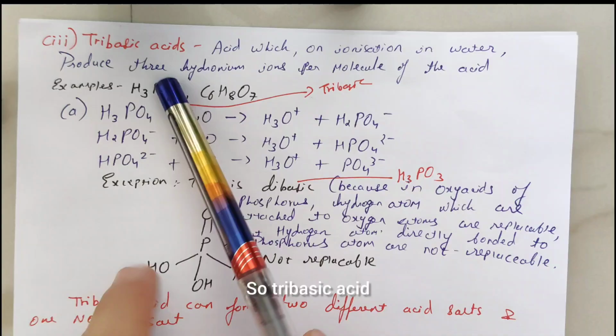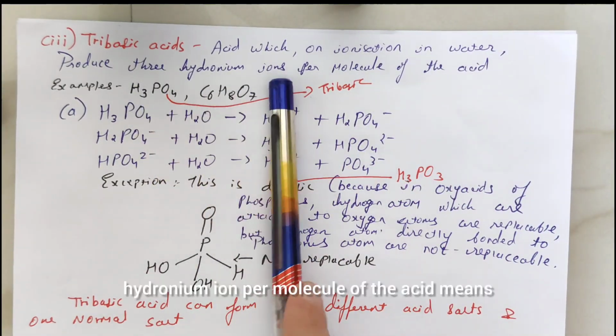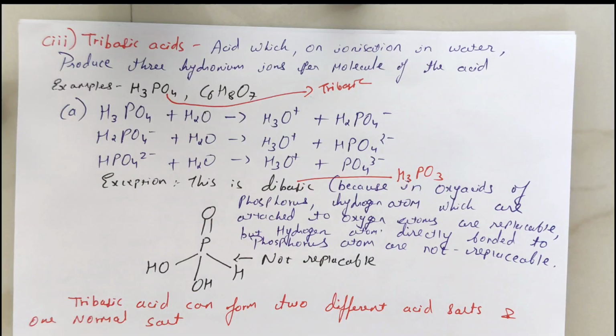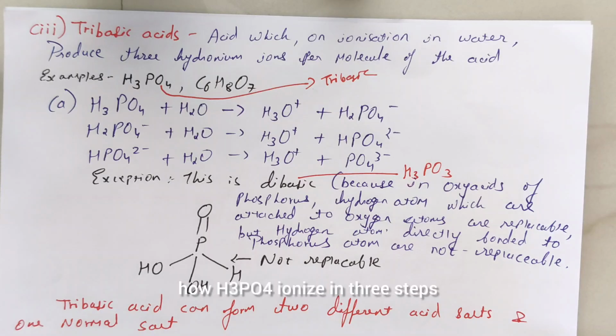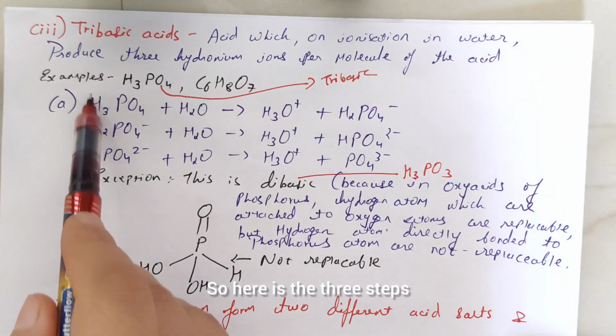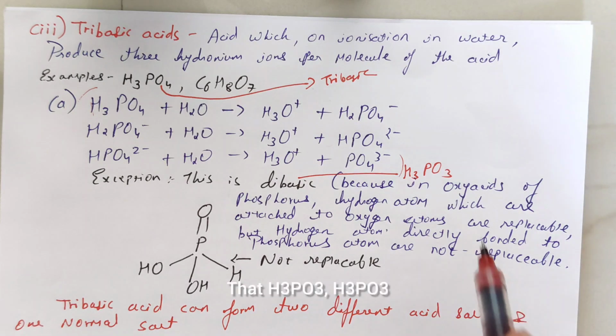So tribasic acid: an acid which on ionization in water produces 3 hydronium ions per molecule of the acid. It means a tribasic acid can give 3 hydronium ions from one molecule. How H₃PO₄ ionizes in 3 steps. So here are the 3 steps of how H₃PO₄ is ionized. Now there is one exception here that you have to remember. What is that exception? That is H₃PO₃.